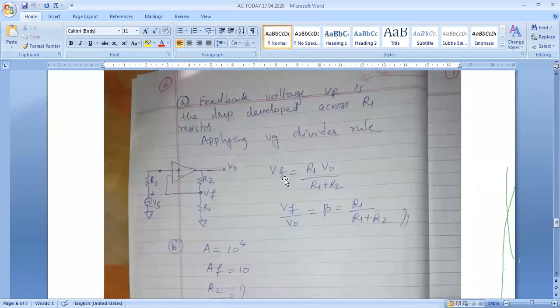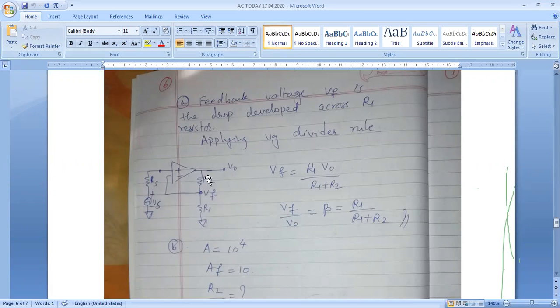In the first part we have to find the expression for gain, that is Vf by V0. What is Vf in this case? The feedback voltage is nothing but the drop developed across resistor R1. Here I have simply redrawn the circuit. It is the same circuit. I have drawn it in this fashion so that you can clearly understand the feedback signal. The feedback signal is nothing but the voltage developed across the R1 resistor.